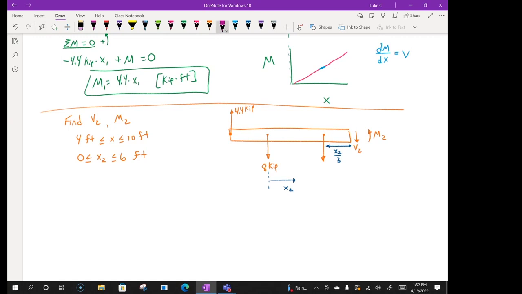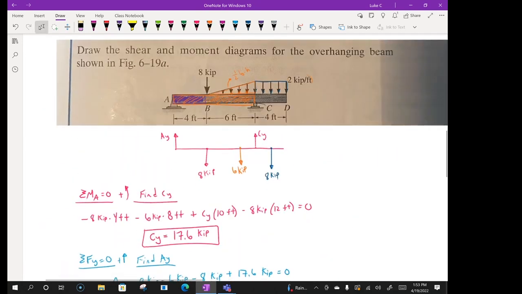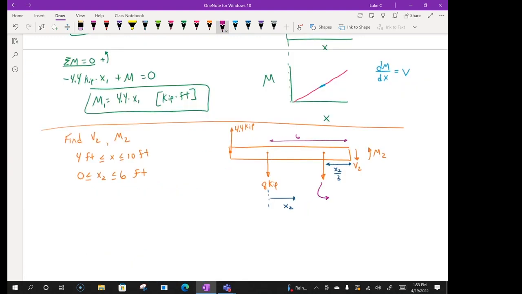Sir, I don't know if I missed something. Why do you have X2 over 3 there? That's the distance. So if this distance was 6 feet... Are the forces even between? No, because this is a triangle. So it's actually 1/3 from the right side or 2/3 from the left side. This force is actually 1/2 times 2 kip per foot times X2 over 6 times X2.